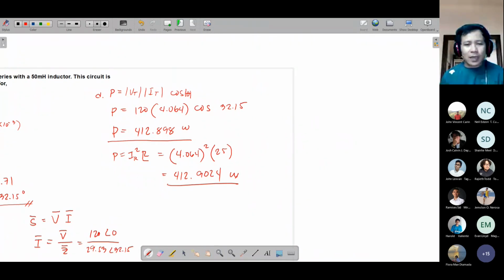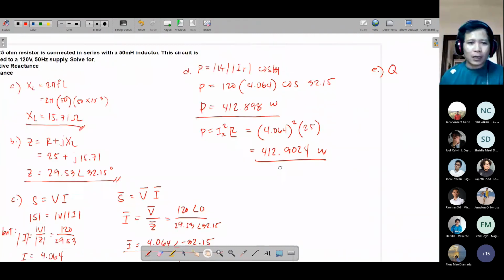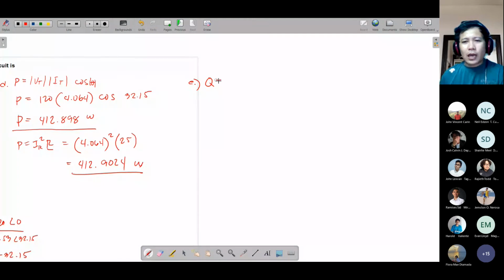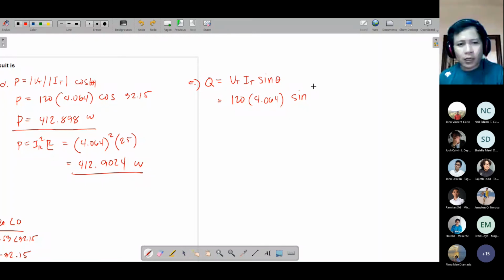Last, letter E, solving for Q. Recall the formula for Q is V I, again V total, I total, sine of the angle theta. Again, these are all magnitudes. So this will be 120 times 4.064 times sine of the angle theta, which is 32.15.